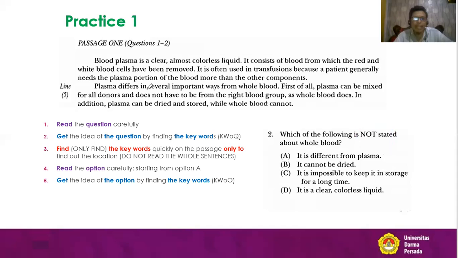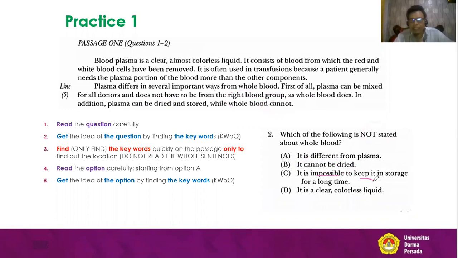Next, option B, we have cannot be dried. Let's see, plasma can be dried, and then whole blood cannot. So cannot be dried. Does it match with this one? Yes. So this is not the answer. So you don't choose A, you don't choose B. What about C?